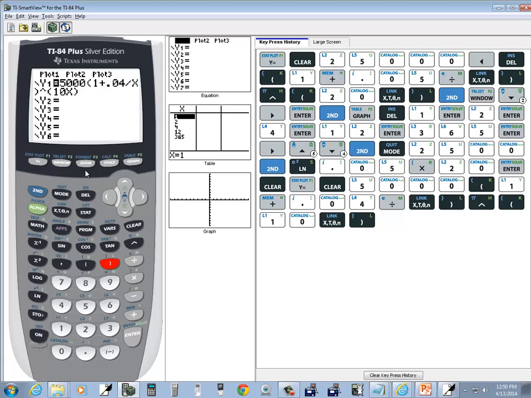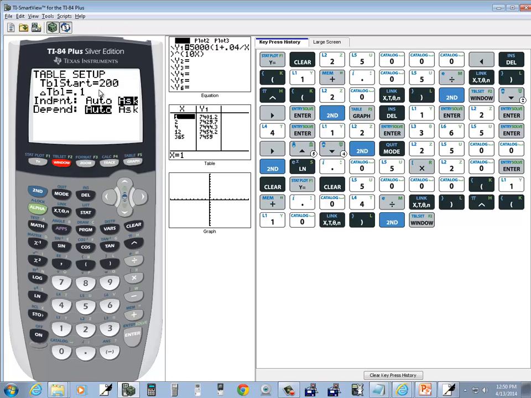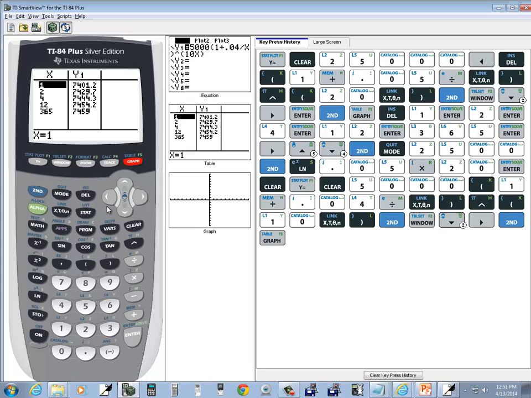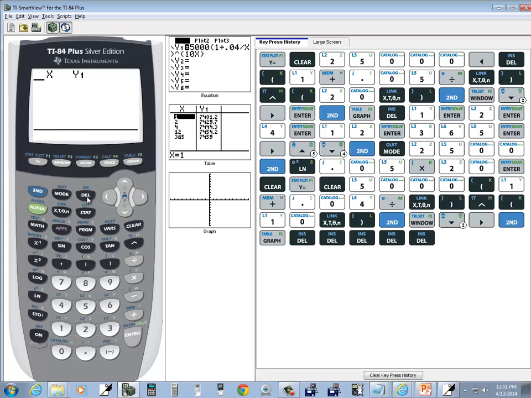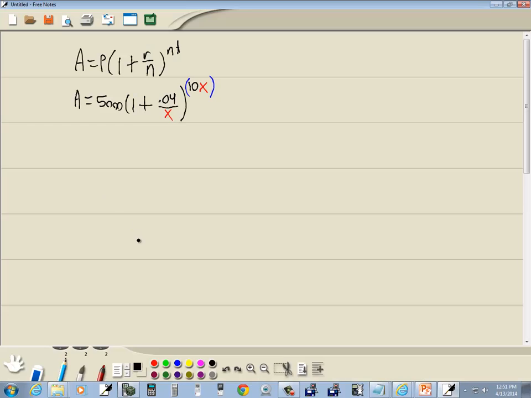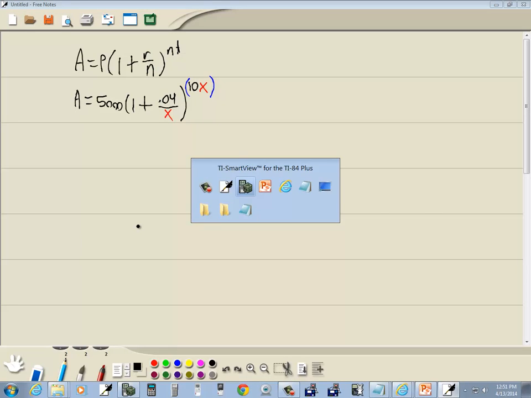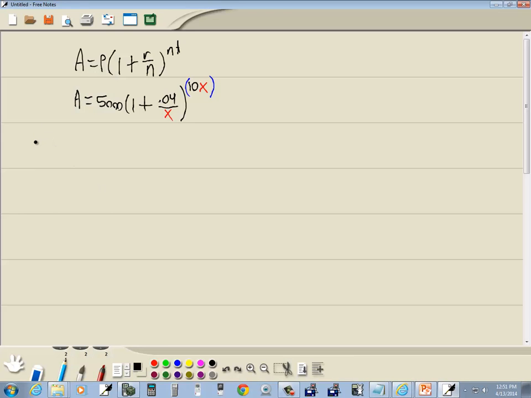Now you want your table to be set up correctly, so do second window to go to table setup. We want independent to say ask. If it doesn't say ask, down arrow to that line, right arrow, put your flashing cursor on ask and press enter one time. And then do second graph to go to the table. Let me start over. Okay, we want n is equal to 1.